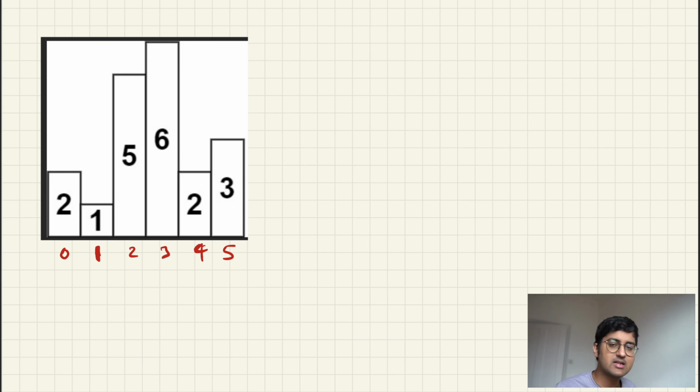Okay, we know stack is being used. We have gotten the hint that stack will be used because we are taking answer so far. Such questions where you take answer so far, high probability stack will be used. But how? How are we going to do this?